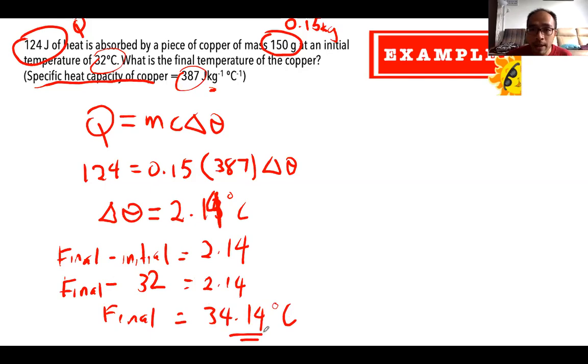Okay, remember that this delta theta is the temperature difference, the increase in temperature or the decrease in temperature. But it is always final temperature minus initial temperature. Sometimes the temperature goes down and it's totally fine. It's always the difference in temperature. So remember that. Once you have calculated the difference in temperature, then you find the final temperature. And that's how we do it. Alright, so this is a very simple example, the simplest example out of the four.